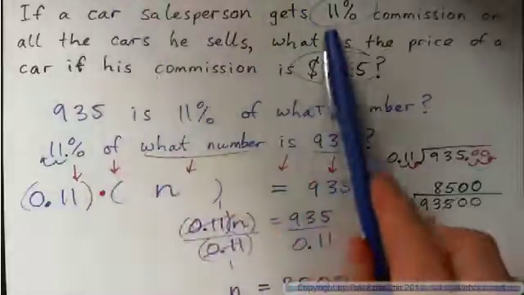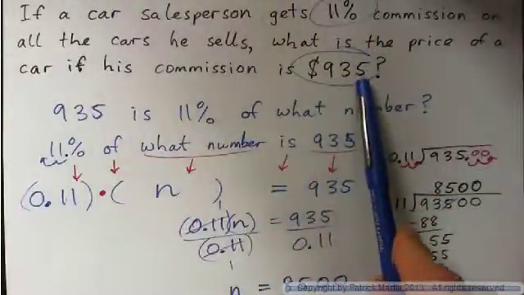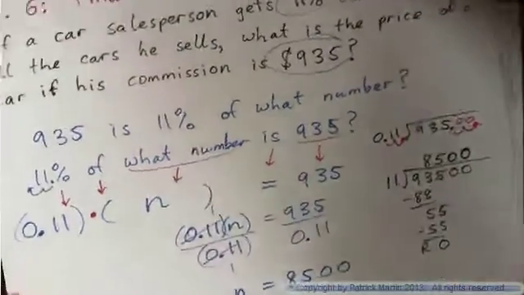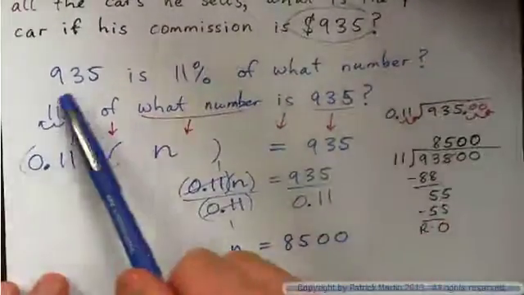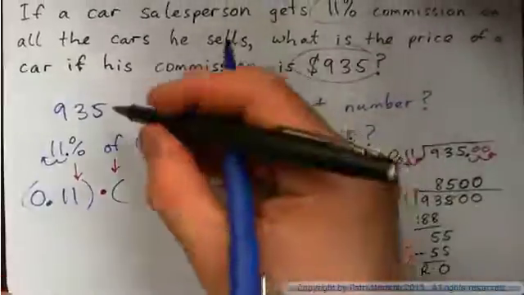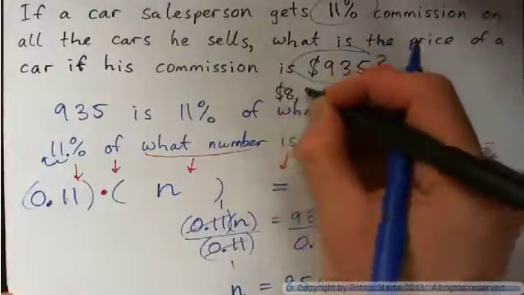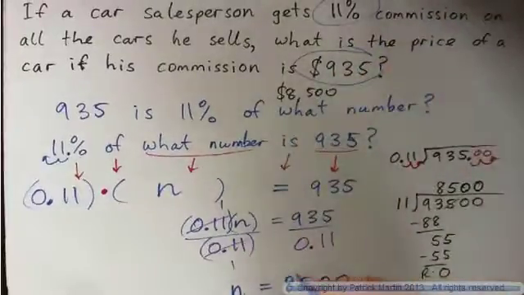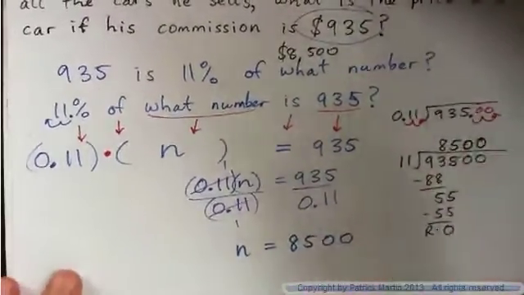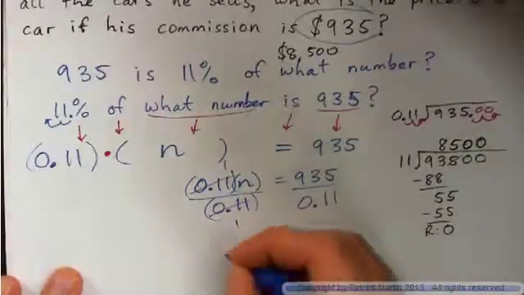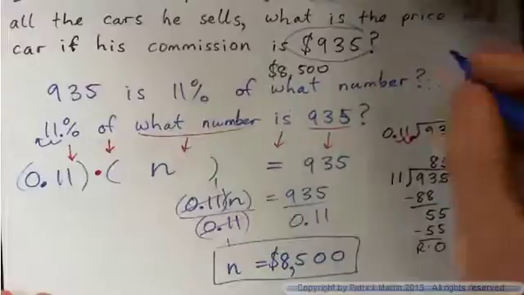The car salesperson gets $935, and we were looking for the price of the car. The price of the car was the number. $935 is 11% of $8,500 apparently, right? The answer is $8,500.